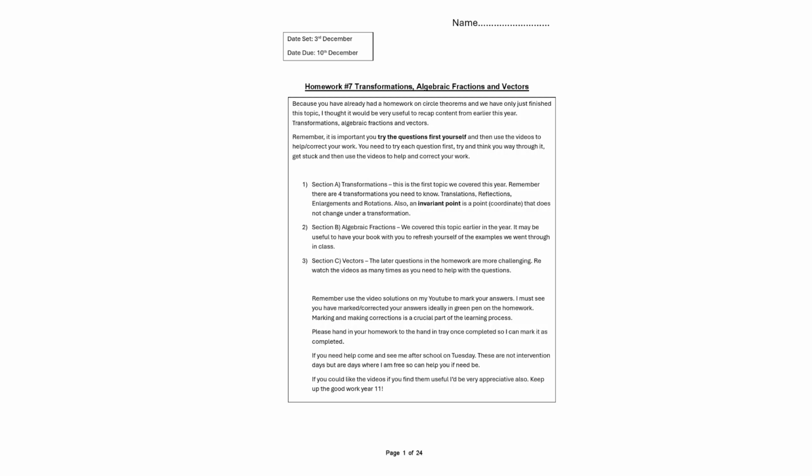I had to re-record it because I got a few questions in and then the file kind of corrupted. But that's the way it goes sometimes. Thank you for joining me on this homework, which is looking at transformations, algebraic fractions, and vectors.